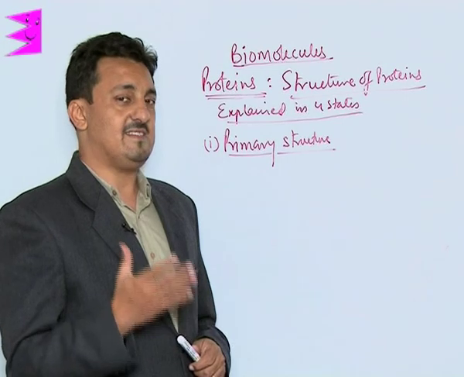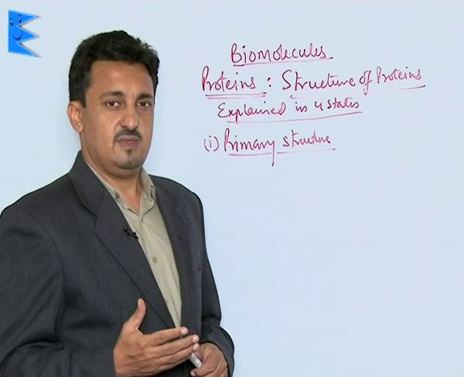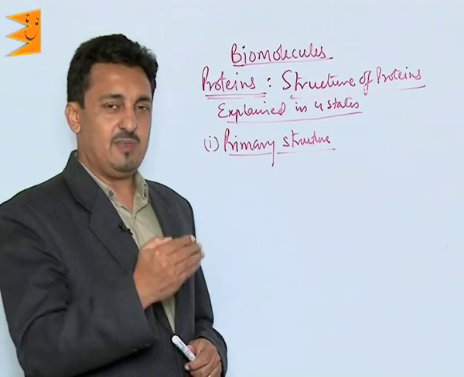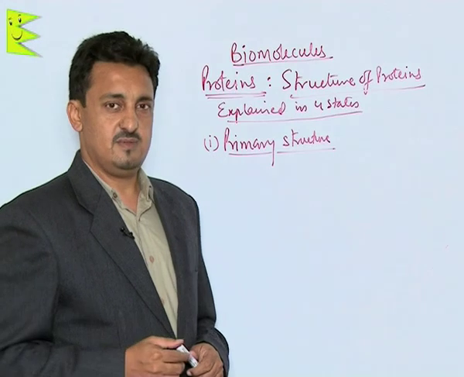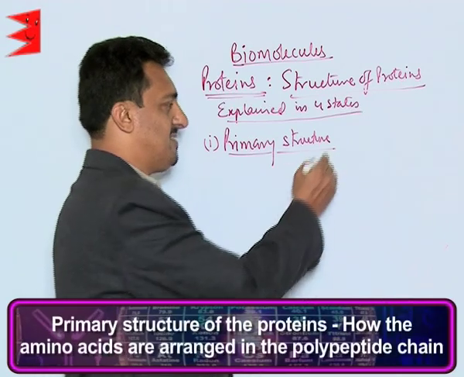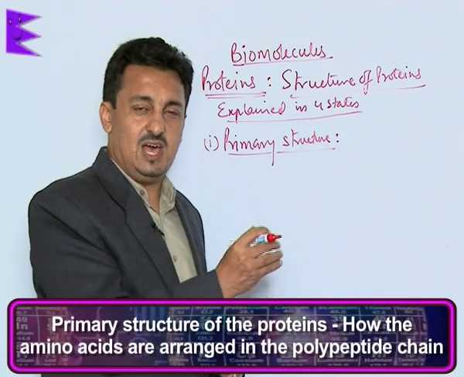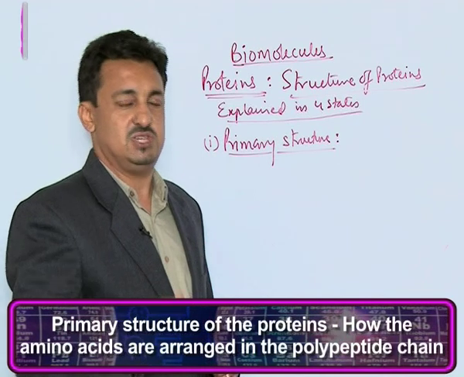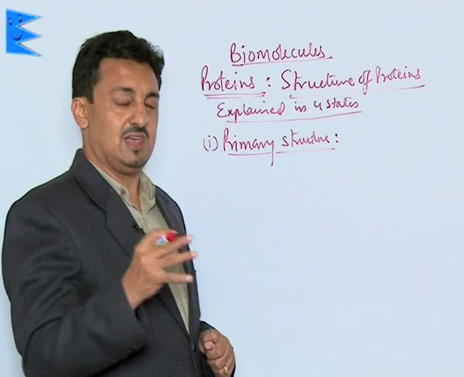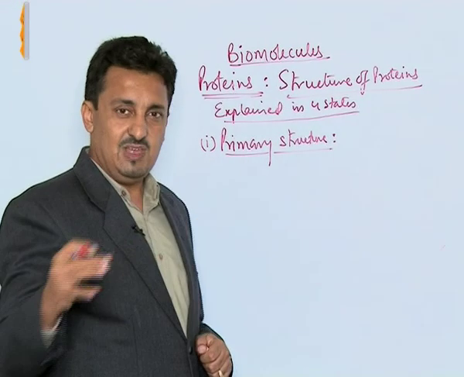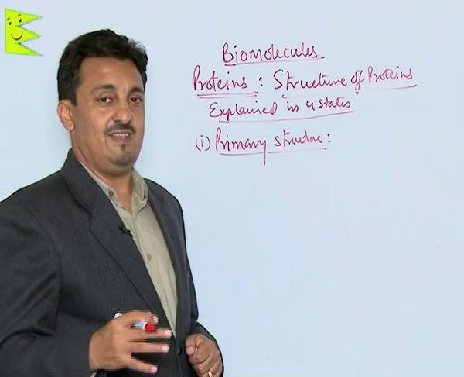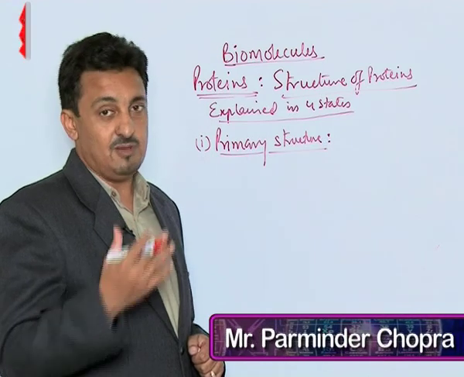Now let us understand the structure and the shape of the proteins. The structure and shape of proteins is studied in 4 stages called primary, secondary, tertiary and quaternary. So let us first study the primary structure of protein. The primary structure of proteins means how the amino acids are arranged in the polypeptide chain. Remember, that sequence is very important, and once that sequence is changed, the polypeptide's nature is completely changed and the protein or the enzyme which it forms will be completely changed.